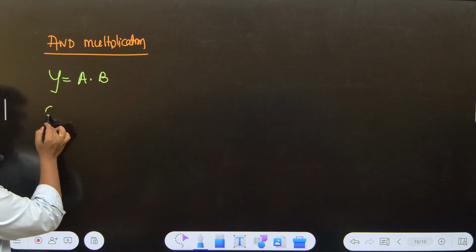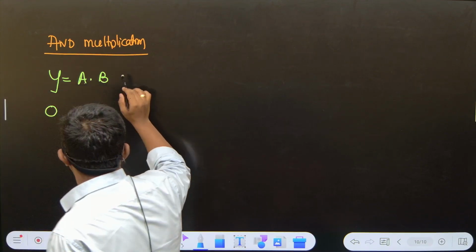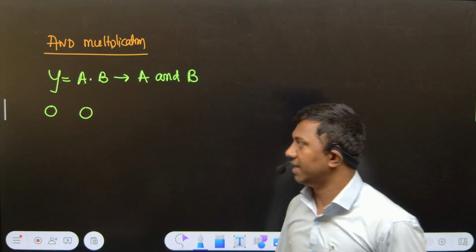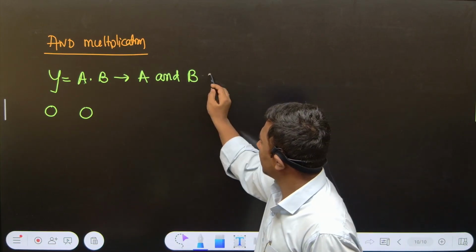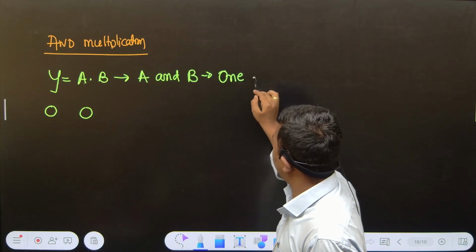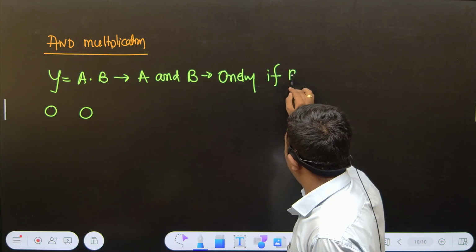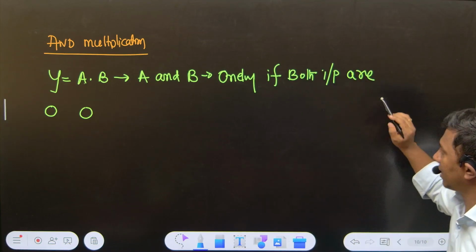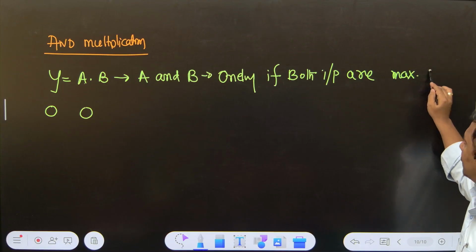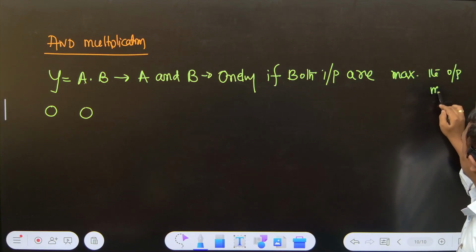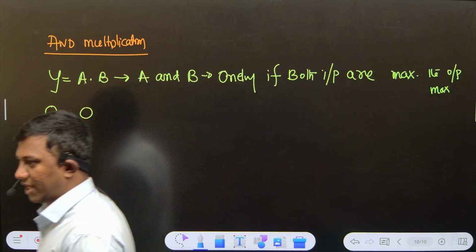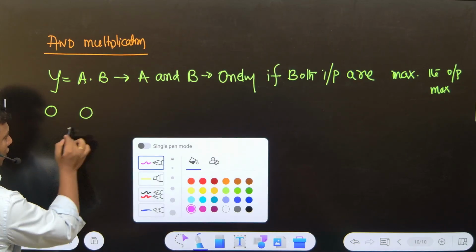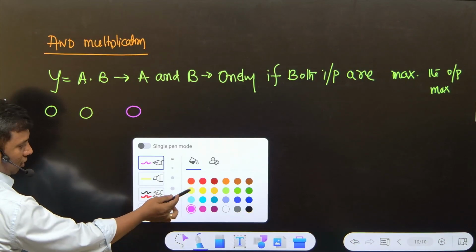Now, inputs can be 0, 0. A dot B is read as A and B. AND means only if both inputs are maximum, then the output is maximum. Otherwise the output is 0. So for 0, 0, what should the answer be? 0, because both are low, then the answer is low.